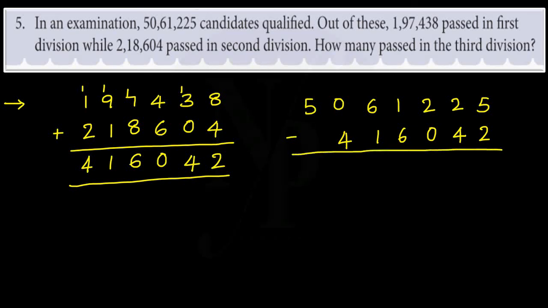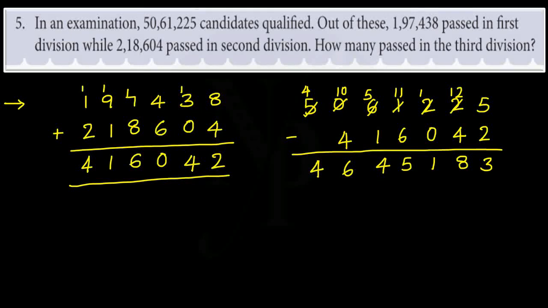So 5 minus 2 is 3. So here we need to regroup. This will be 1 and this becomes 12. 12 minus 4 is 8. 1 minus 0 is 1. So here regrouping is needed. This will become 5 and this will be 11. 11 minus 6 is 5. 5 minus 1 is 4. Here for subtracting 4 from 0, we need to regroup. This will be 4 and this will become 10. And subtracting 4 from 10, you get 6. This will be 4.